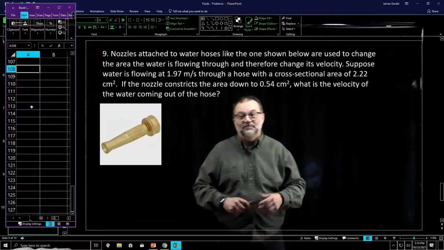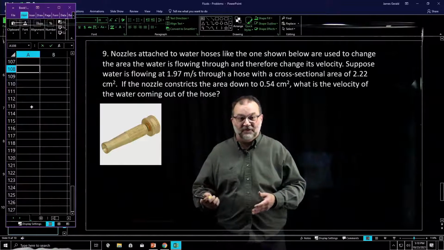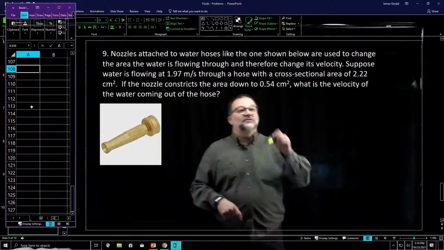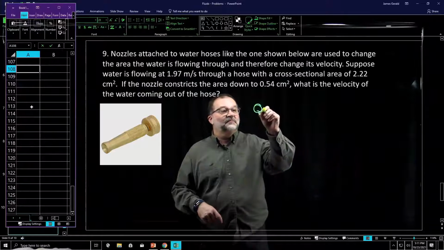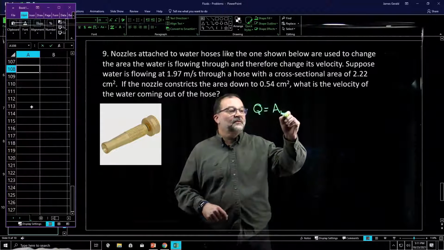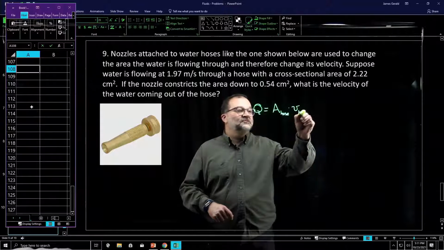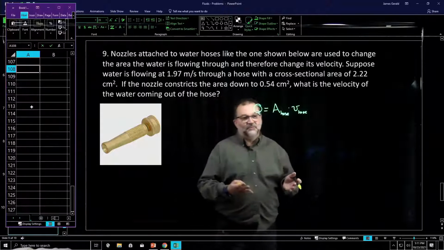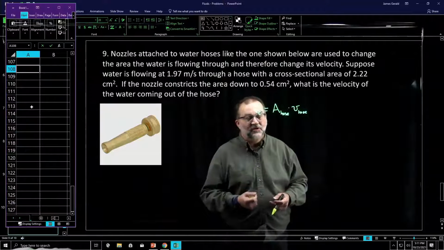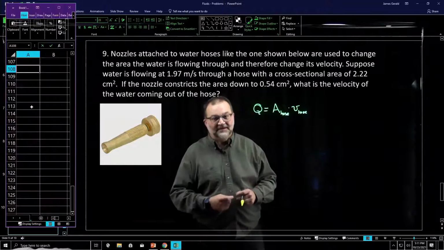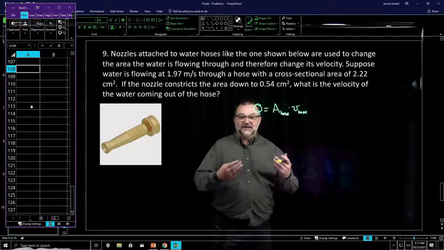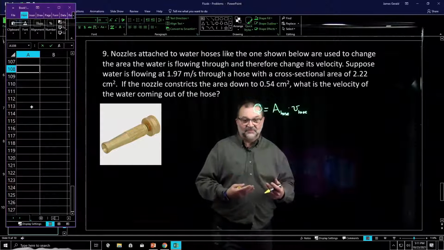All right. So we know how fast the water is flowing in the hose. We know the cross-sectional area in the hose. And so the flow rate in the hose is the area in the hose times the velocity in the hose. All right, and so we've got that. We've got the area in the hose, that's 2.22 square centimeters. We've got the velocity in the hose, 1.97 meters per second. And we've got a nozzle that constricts the area down to 0.54 centimeters squared, right?